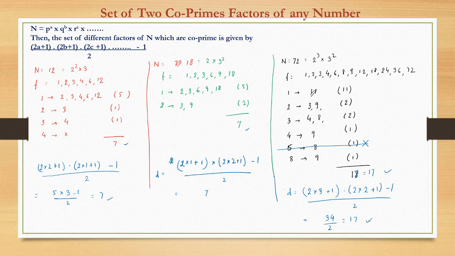So with the formula, the chances of error are very less. But if we manually count, there is a probability of getting it wrong, because the larger the number, the more tedious it becomes in terms of calculation and keeping track of all the numbers. So this way we can proceed and find the set of two co-prime factors. This is one of the ways, right?